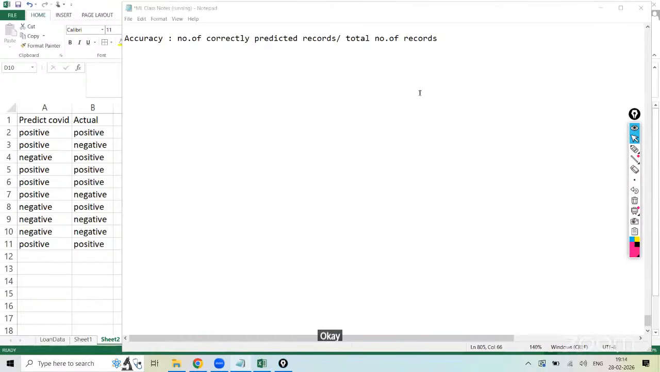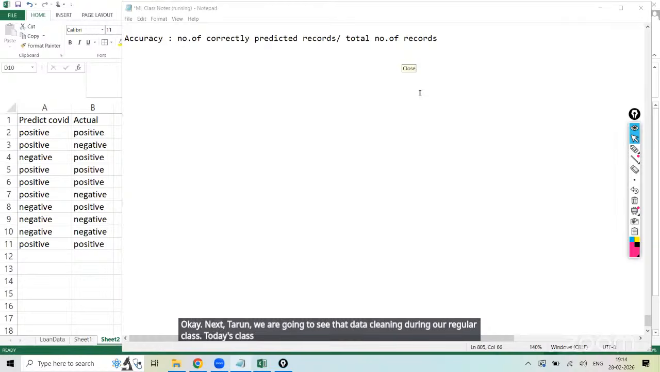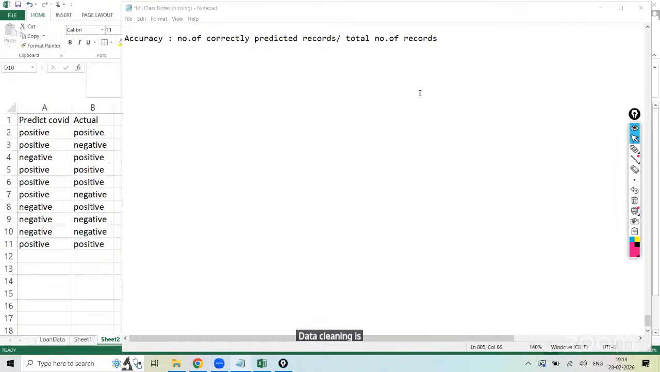Okay, next. Tarun, we are going to see data cleaning during our regular class. Today's class is evaluation. Let us focus on the evaluation. Data cleaning is a separate class.